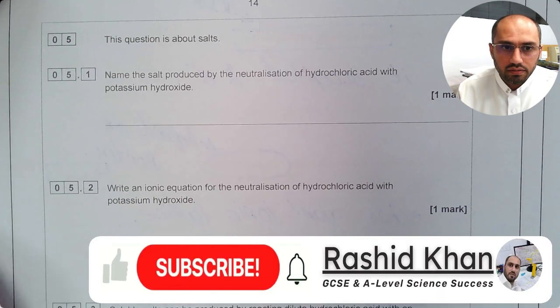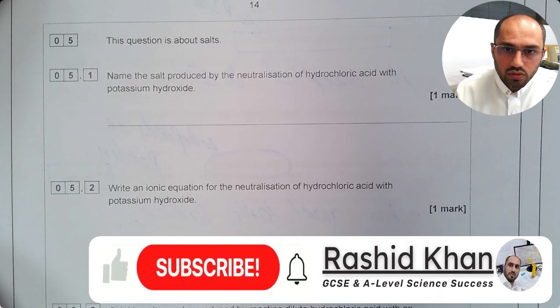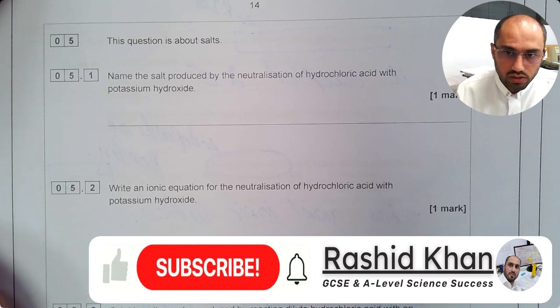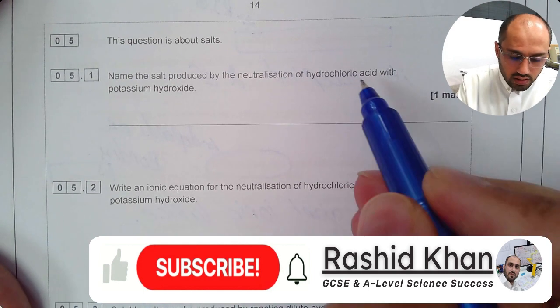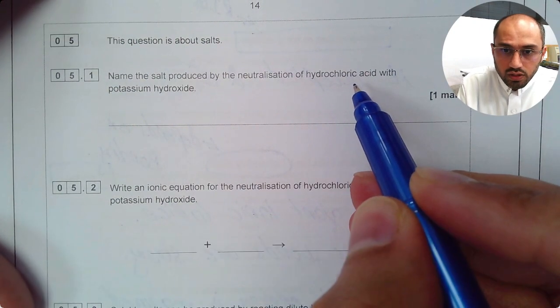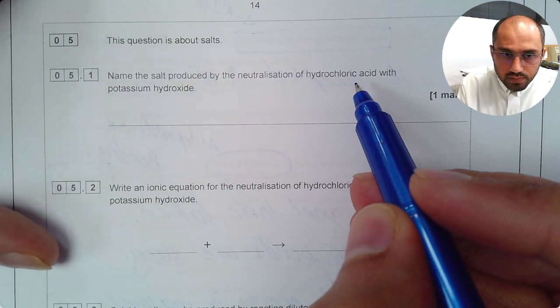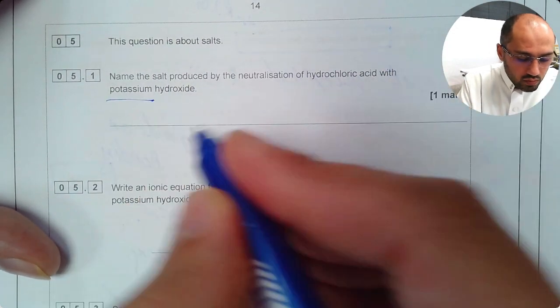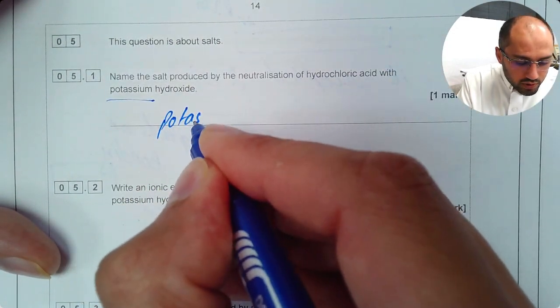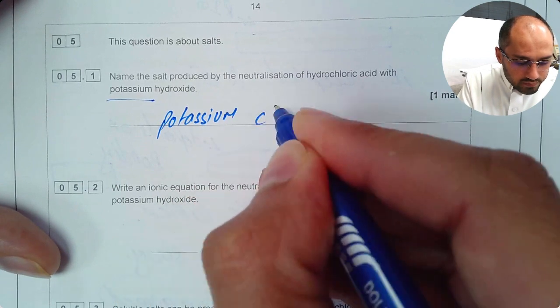Question number 5. Name the salt produced by the neutralization of hydrochloric acid and potassium hydroxide. Now in this case, the acid being used is hydrochloric acid, so the name of the salt will end in chloride. And the metal is potassium, so it will be potassium chloride.